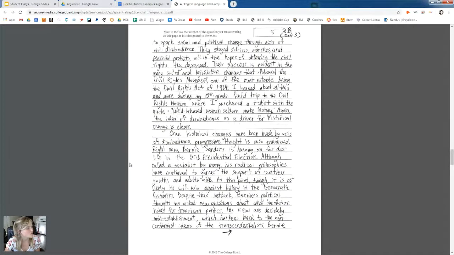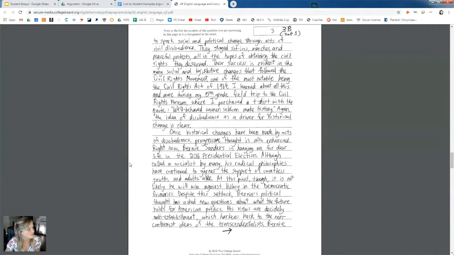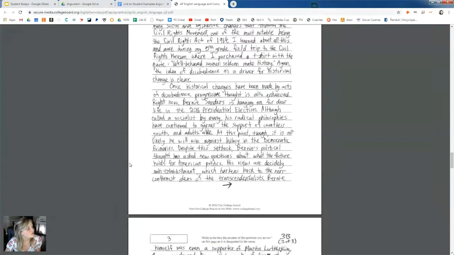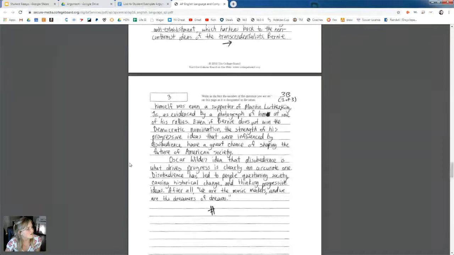One historical change has been made by acts of disobedience. Progressive thought is also enhanced. Right now, Bernie Sanders is hanging on for dear life in the 2016 presidential election. Although called a socialist by many, his radical philosophies have continued to garner the support of countless youth and adults alike. At this point, though, it is not likely he will win against Hillary in the Democratic primaries. Despite the setback, Bernie's political thought has asked new questions about what the future holds for American politics. His views are decidedly anti-establishment, which harkens back to the nonconformist ideas of the transcendentalists. Bernie himself was even a supporter of Martin Luther King Jr., as evidenced by a photograph of him at one of his rallies.